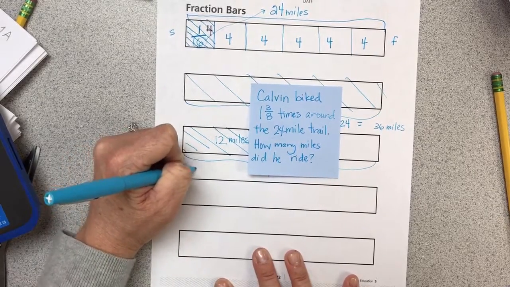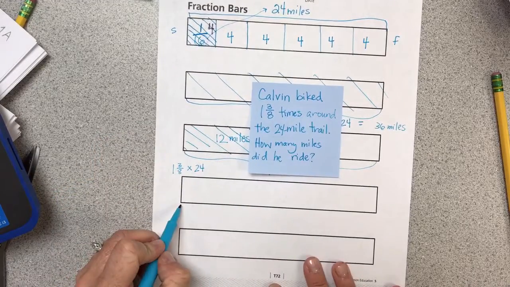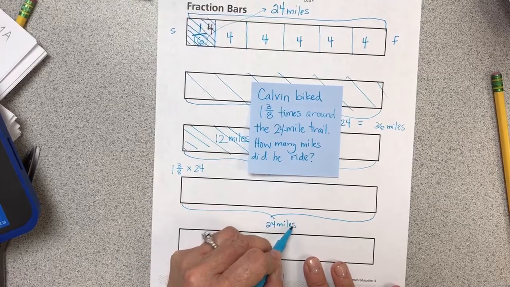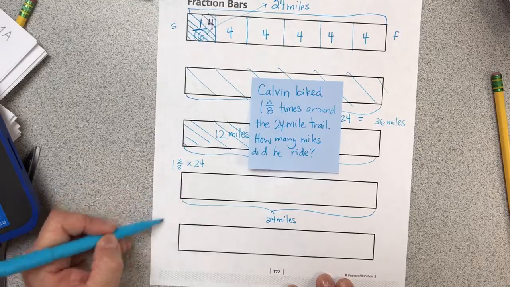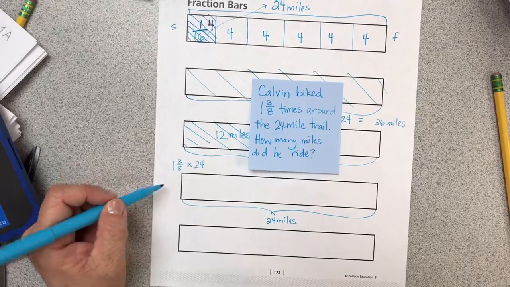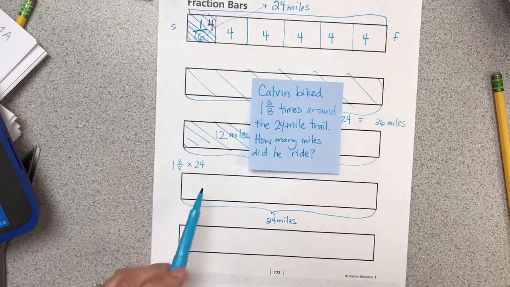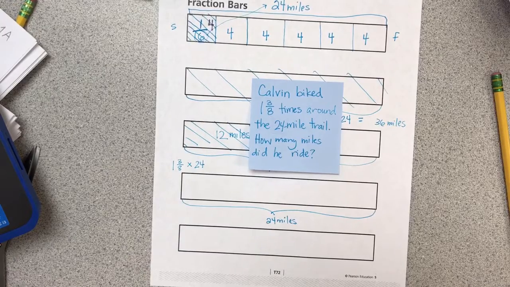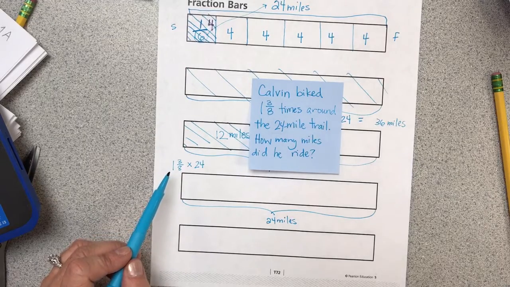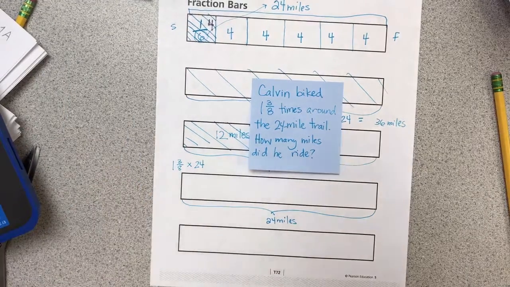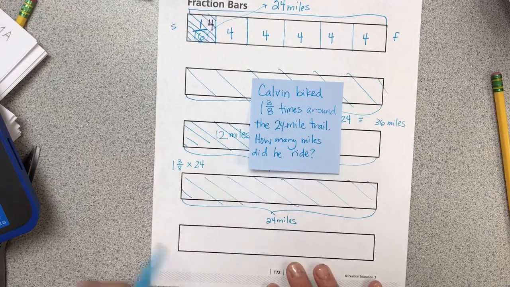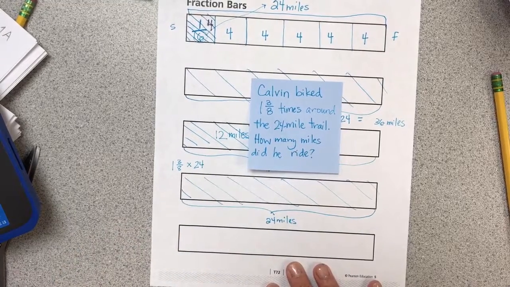3/8 times 24 is our equation. Again, the whole is 24 miles. Hopefully you can see that we're going to have to go on to another fraction bar to represent the 3/8, okay? So is your answer going to be more or less than one whole? More or less than 24? Yes, more, because one whole would be 24, but we're also going to ride 3/8 of the way around the trail again. So in this case, this fraction bar is completely filled in. He rides one whole distance, so 24 miles.